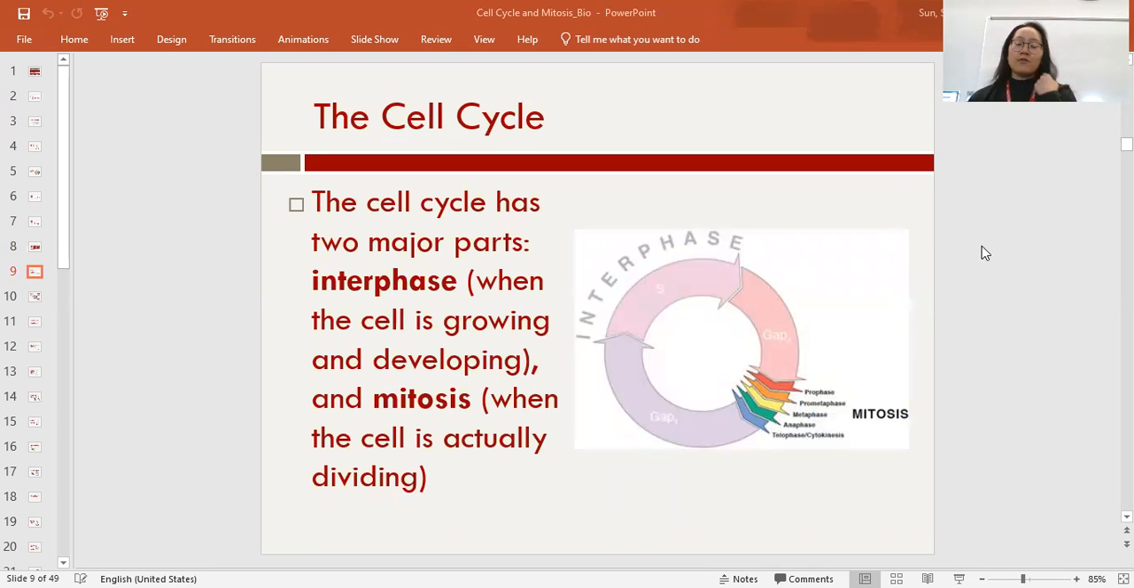So the cell cycle itself, if you look at this image right here, consists of 2 major parts. One is where the cell is just existing and doing its job, and the other is where it's splitting.